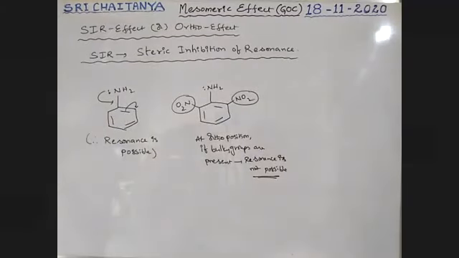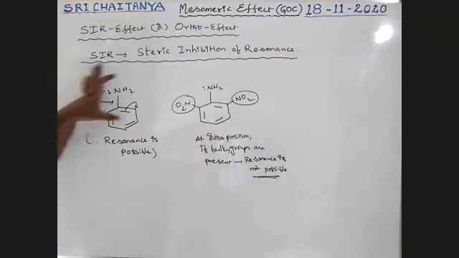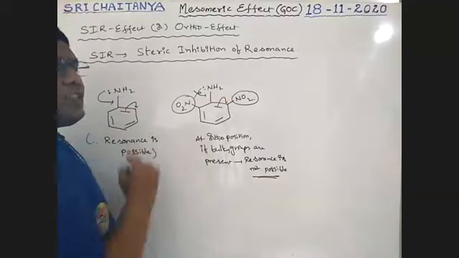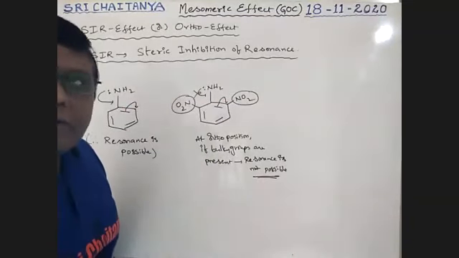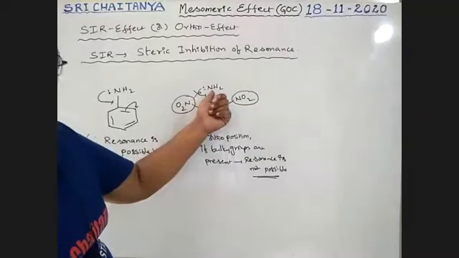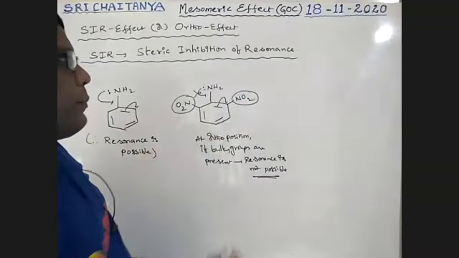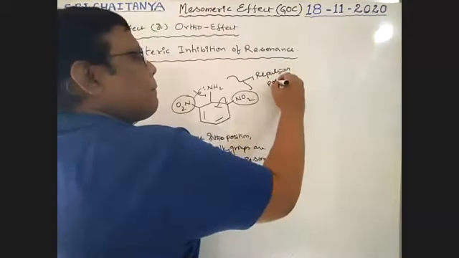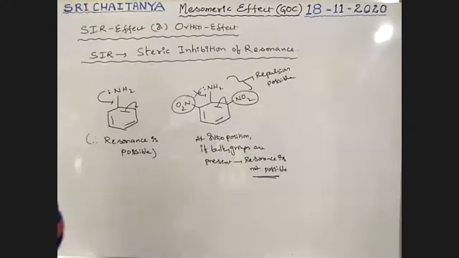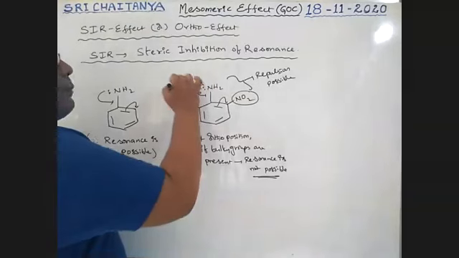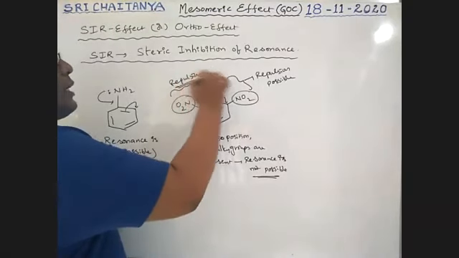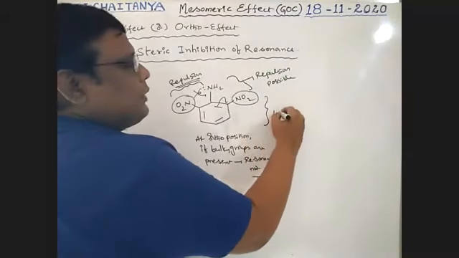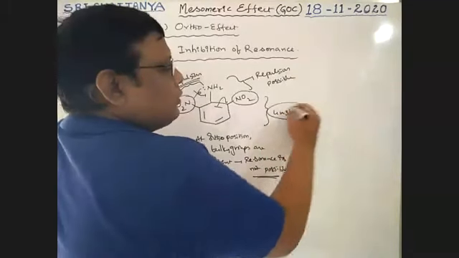Resonance is not possible. We may expect resonance here, but this resonance concept is not accepted. Why, sir? Because these bulky groups repel this group, as they are very near to it. So repulsion is possible between these groups, and this molecule becomes unstable.